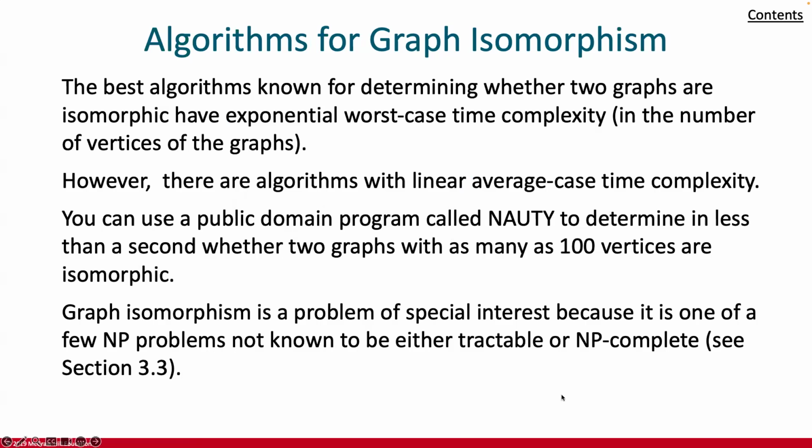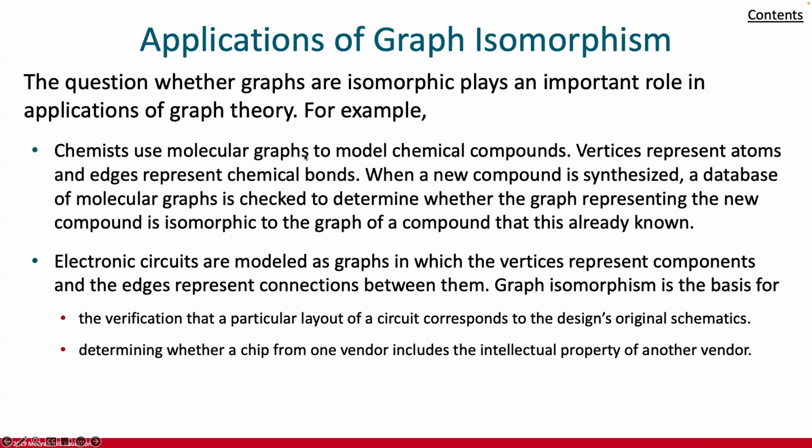Graph isomorphism is a problem of special interest because it is one of the few NP problems not known to be either tractable or NP-complete. This is something that we gave a little bit of introduction to in chapter 3. The question of whether graphs are isomorphic plays an important role in applications of graph theory. Chemists use molecular graphs to model chemical compounds.